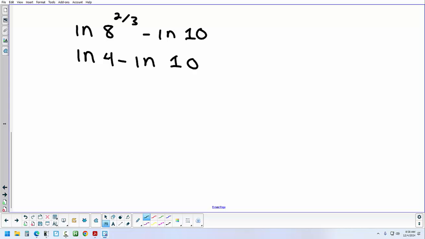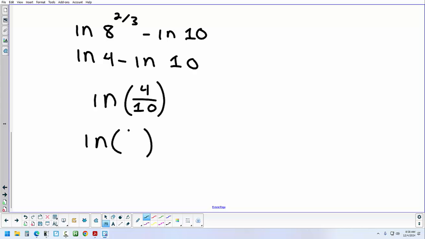Okay. When we recombine these, we're going to have a single ln, and we have subtraction in that problem. How does subtraction combine back together? It turns into division. So we're going to have division, and what's going to be in the top? 4, and the bottom, 10. And just like a regular fraction, if you can reduce it, we should. What does 4/10 reduce to? 2/5.